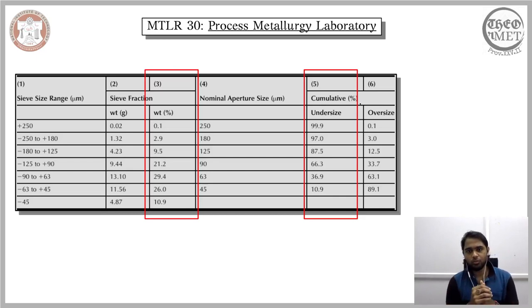Or the other way of doing it is, instead of considering the amount of particles that are present in each sieve, you can calculate the amount of particles that has gone through that sieve. So when you perform the sieve analysis, there is some weight of particles that is held by a specific sieve. Instead of representing that, you can represent the amount of particles that have passed through that sieve. That is what is referred to as the cumulative undersize percentage. So instead of considering the amount of particles that is held by a specific sieve, you consider the amount of particles that passes through that sieve.